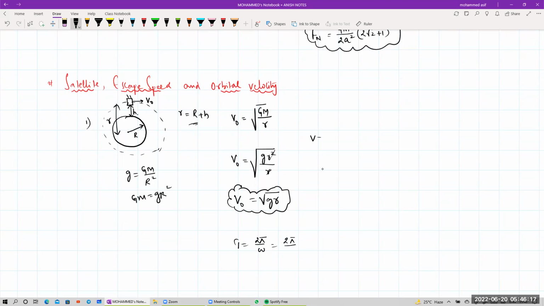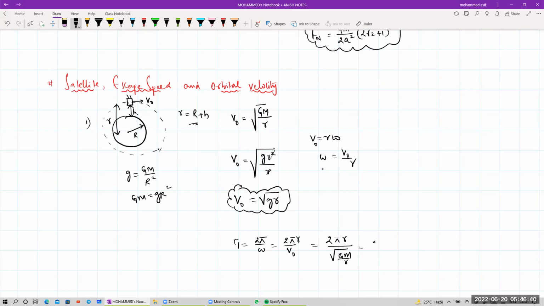How do you write V? V is equal to r into omega, the orbital velocity. Omega will be equal to V naught divided by r. So T is equal to 2 pi into r divided by V naught, where V naught is the square root of G into M divided by r.